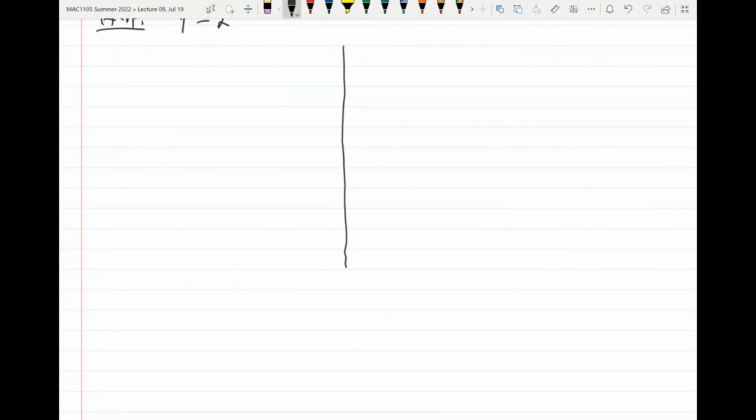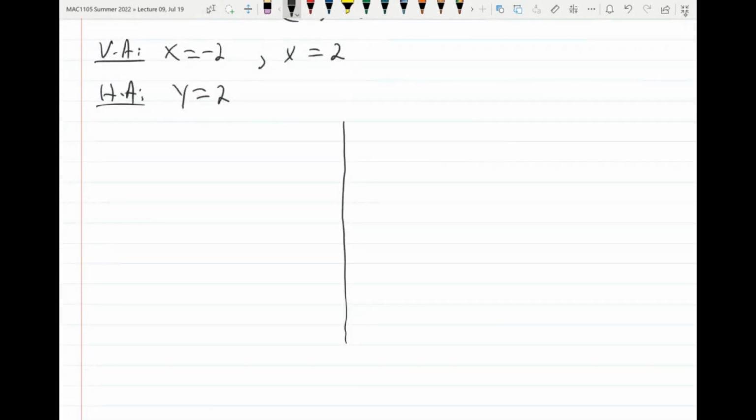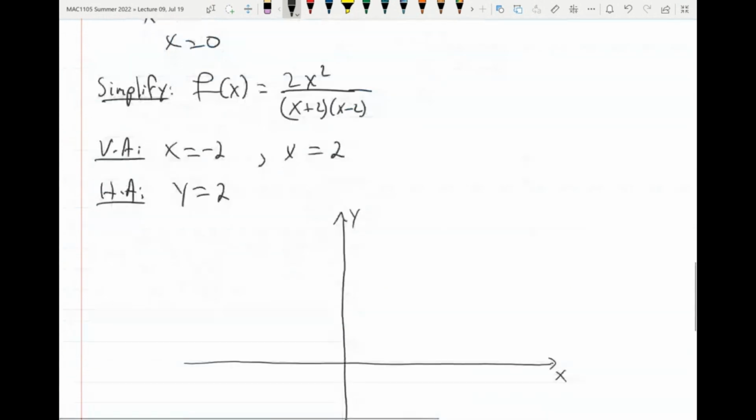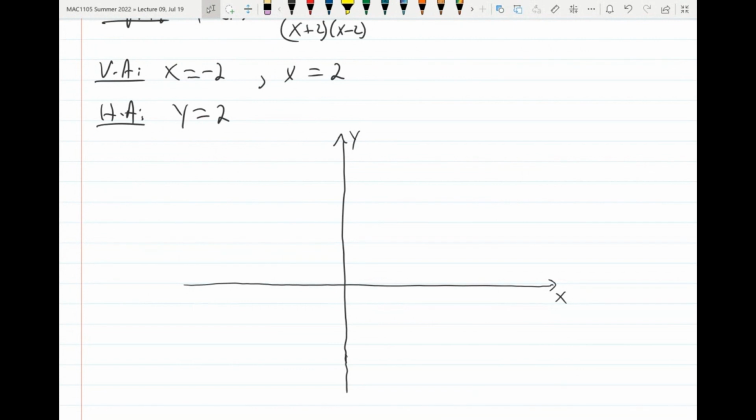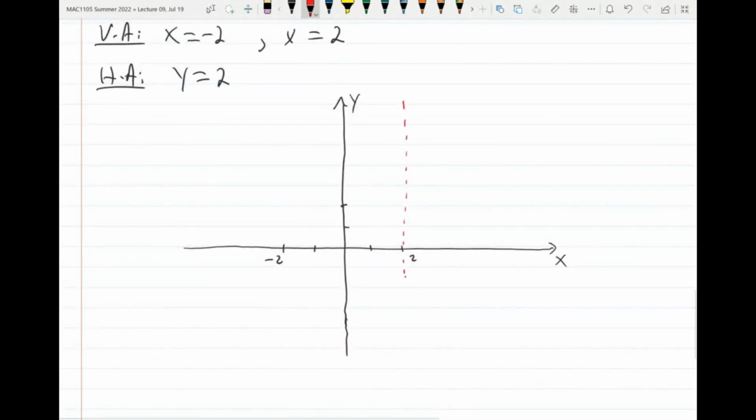And again, as we sketch, we may need to plot a couple more points to get a sense of what the graph is doing. Let's see, x, y. Let me see, my function is there. Okay, so let's put the asymptotes. So x equals 2 and negative 2. Let's say this is 1, this is 2. Okay, so we have two vertical asymptotes.